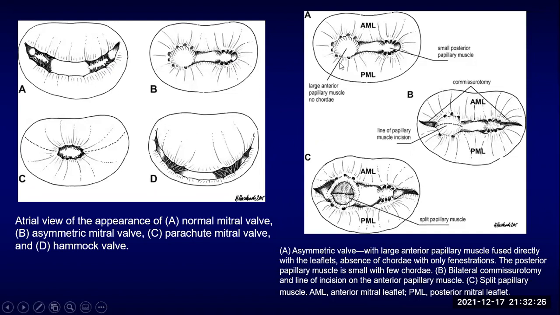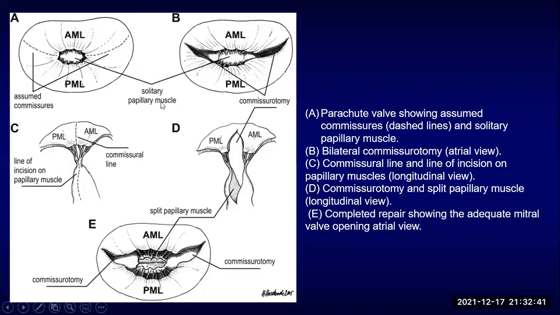Okay. So for the asymmetrical one, we can do here a commissurotomy. Okay. Then we can split the papillary muscle here. For the parachute mitral valve, if you see here, you have the line of the commissures, okay? And this is a commissurotomy here. They open the line and make an incision of the papillary muscle and split the papillary muscle to open the valve, okay?